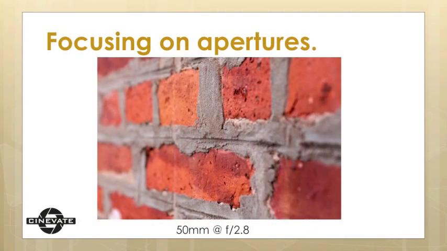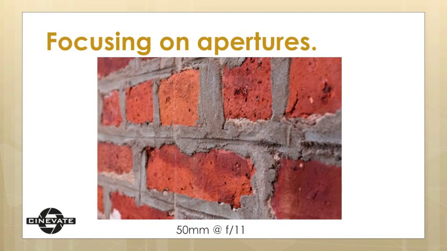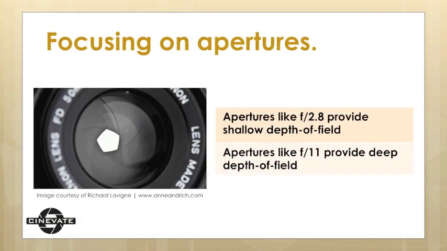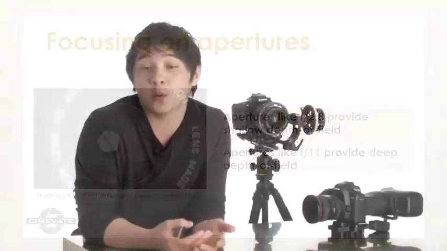Now, another aspect that affects focus is something called depth of field. For those of you that don't know how apertures work, it's pretty simple. Apertures like 2.8 have a very shallow depth of field, while apertures like 11 have a very deep depth of field. This concept is important when we look at how it affects what we capture.